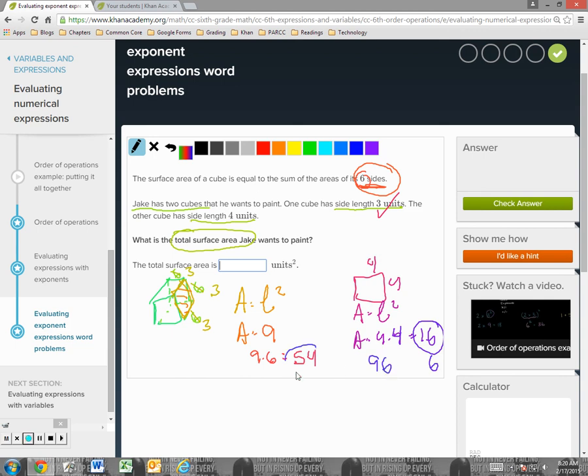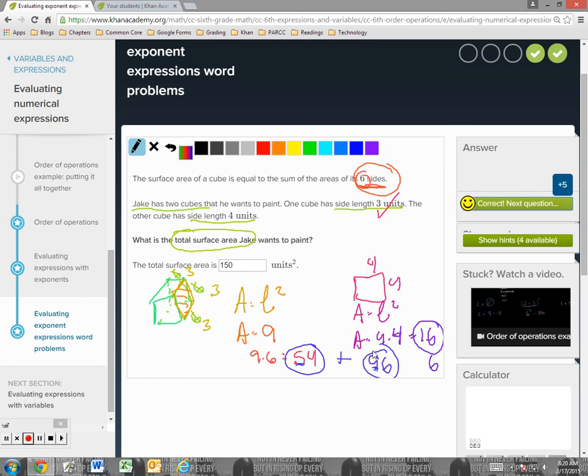And what do I do with these two numbers to find a total surface area? Add them. You know what 54 plus 96 is? I know 6 and 4 is 10. Let's see, 5 and 4, isn't that 14? 15, so we got 150? Does that make sense? Take a look.